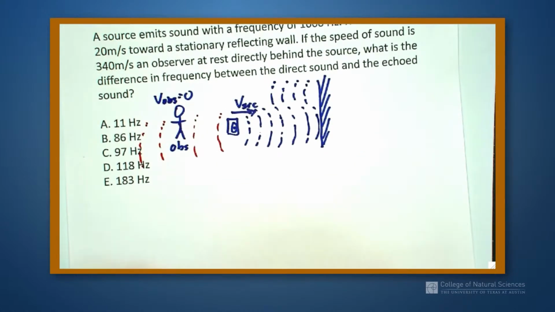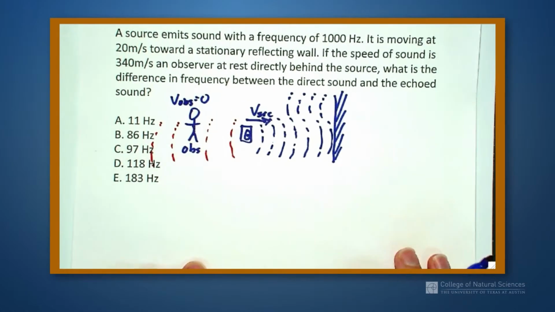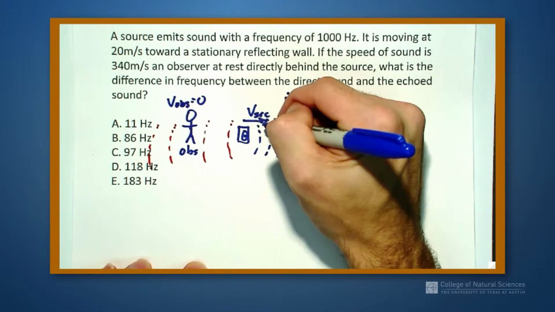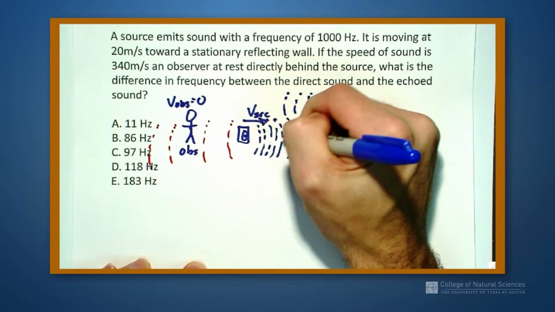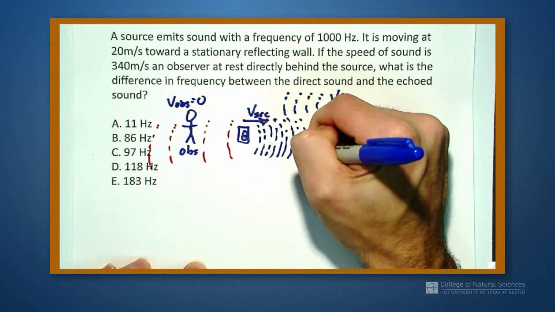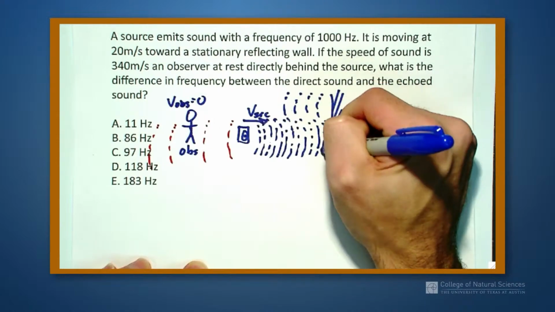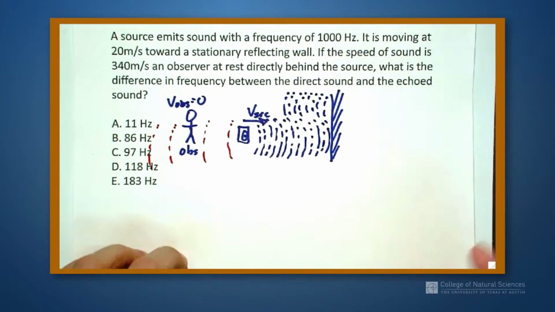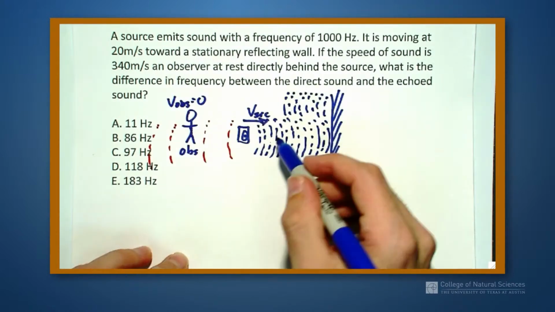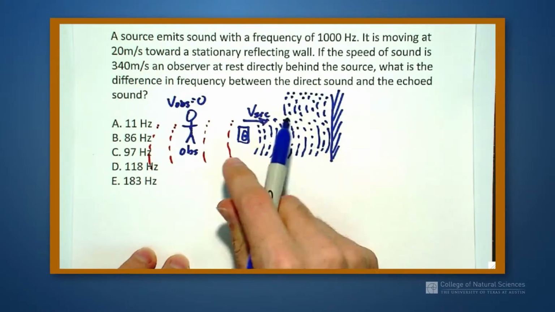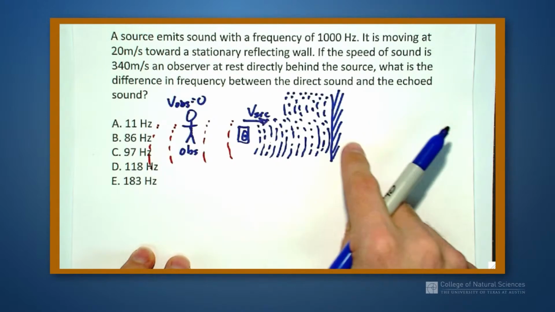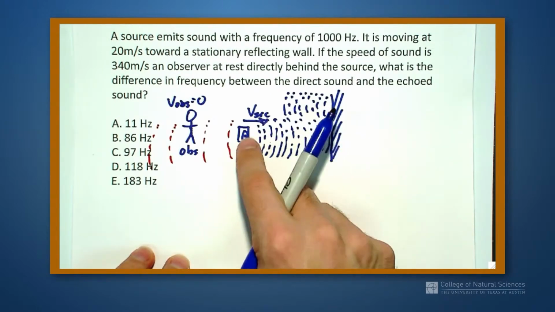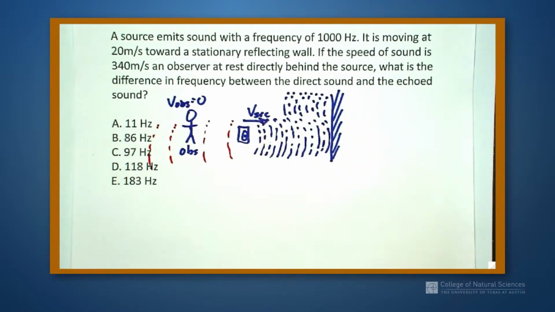So let me draw a few more of these in blue to show what's happening. Our frequency that we're emitting towards the wall is going to be a higher frequency because of the Doppler shift. It's going to be pushed forward. So we're going to produce these waves closer towards each other as the source produces the sound and moves towards the wall.